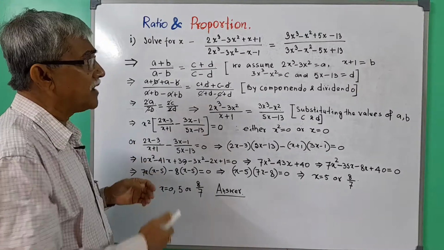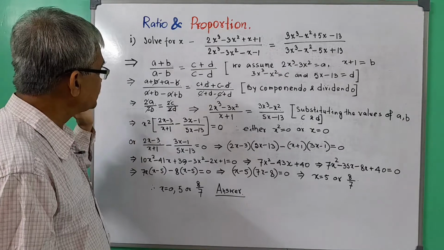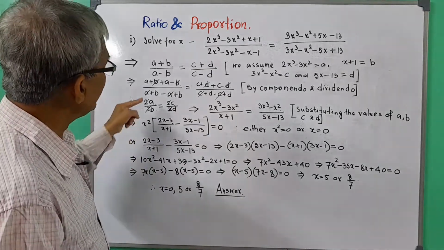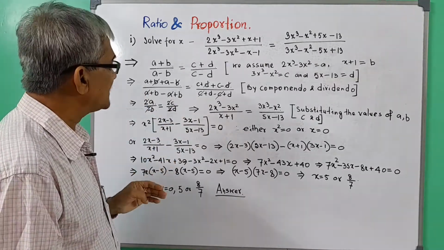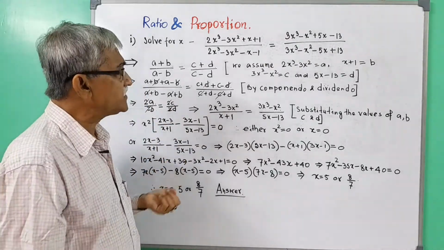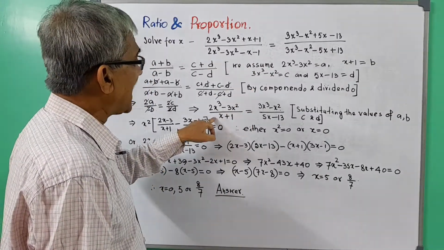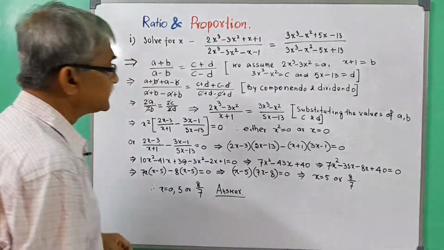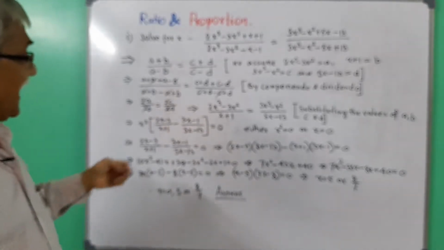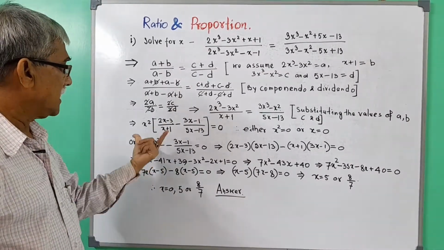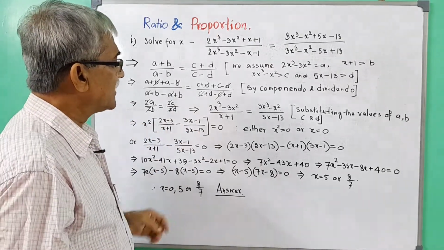Now do componendo and dividendo, whereupon you get a upon b is equal to c upon d. Next, you put in the values of a, b, c and d that you have assumed. I have done this. Next, we have taken the right hand side to the left hand side, that is a transposition, and taken x square as common. This becomes x square into the whole factor equal to 0.